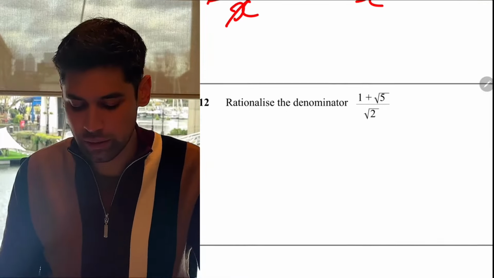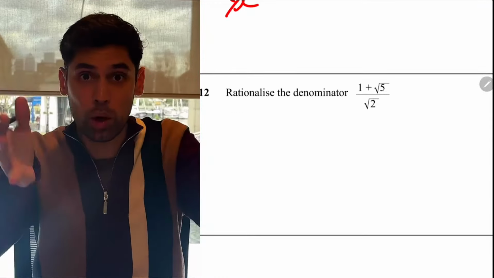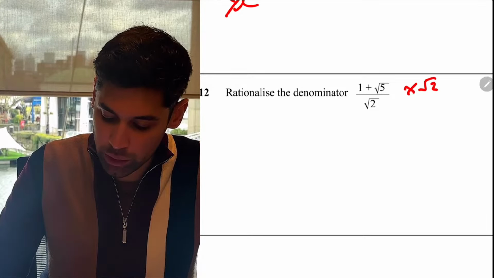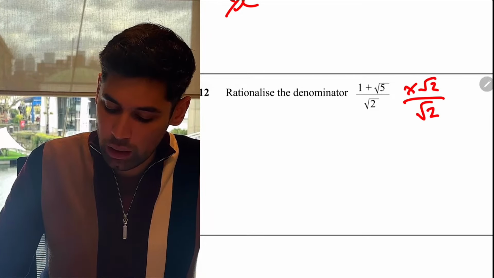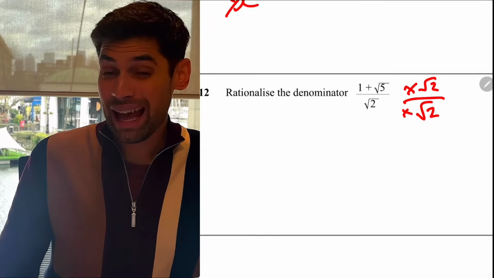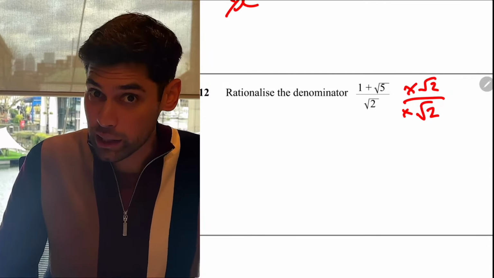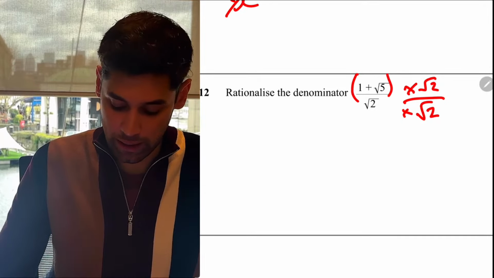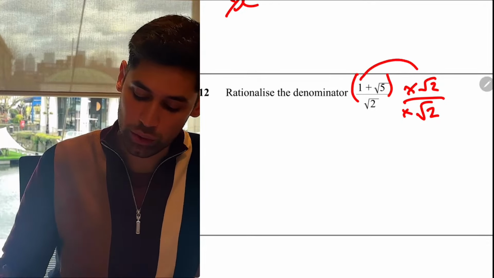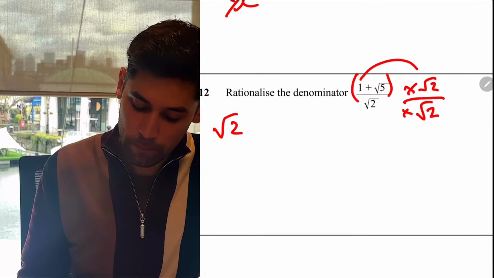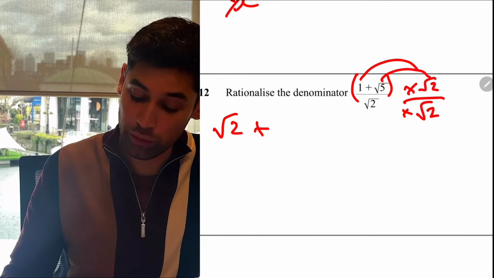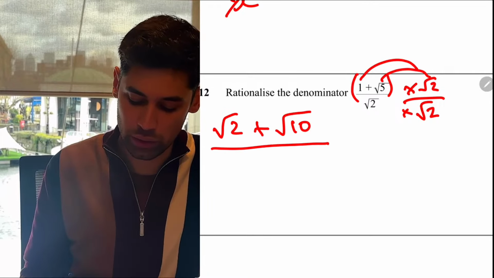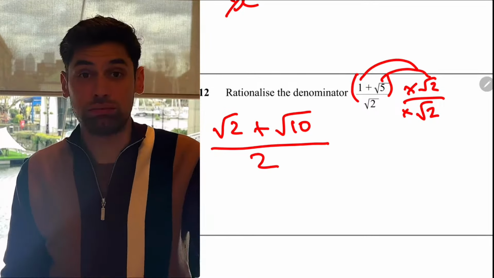Beautiful. Rationalize the denominator. Things don't change when there's a sum on top. It's still exactly the same. We're going to times the top by root 2, and we're going to times the bottom by root 2. What we're going to be careful of here is making sure we times the entire top by root 2. So I like to put a bracket around it like that. So that means we're going to do 1 times root 2 is just root 2, plus root 5 times root 2 is root 10. Over root 2 times root 2 is 2. And, well, that's the answer.